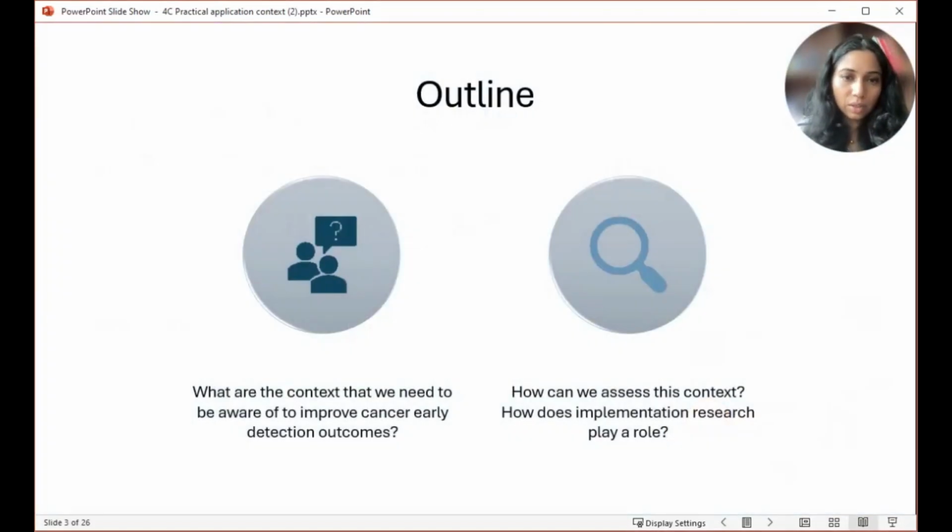My presentation is broadly divided into two aspects. One of it is what are the contexts that we really need to be aware of to improve cancer early detection outcomes? And secondly, how is it that we assess this context? And most importantly, how implementation research plays a role.